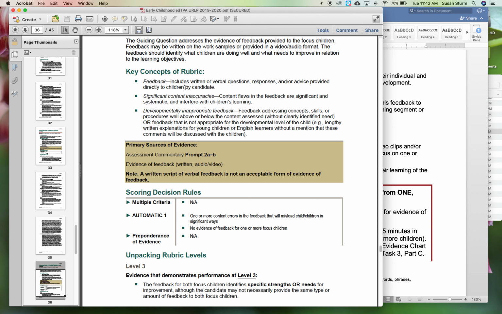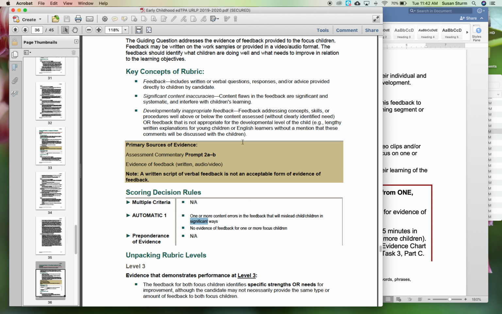Your feedback can include written or verbal questions, responses, and or advice provided directly to the children by the candidate. If you have content flaws in your feedback, like if you just say something wrong, like you need a comma here and it's not grammatically correct to have a comma there, and you have a significant amount of them, you could get an automatic 1 on this.